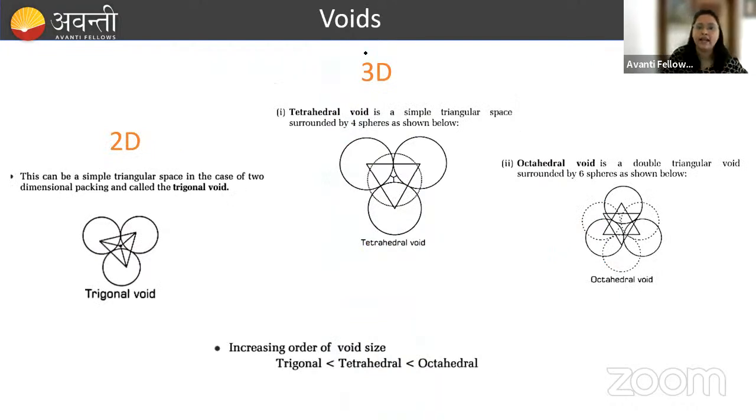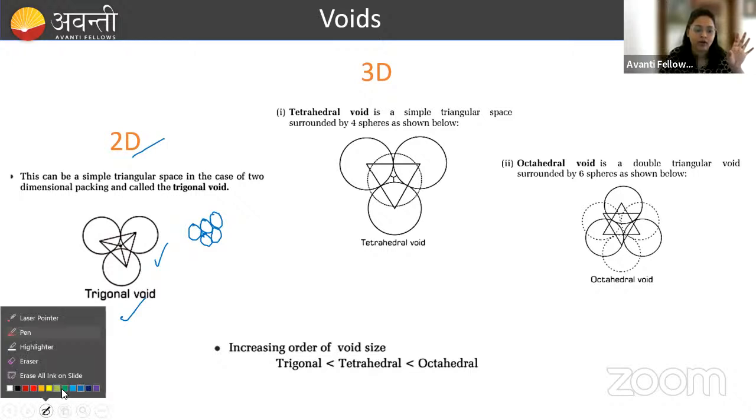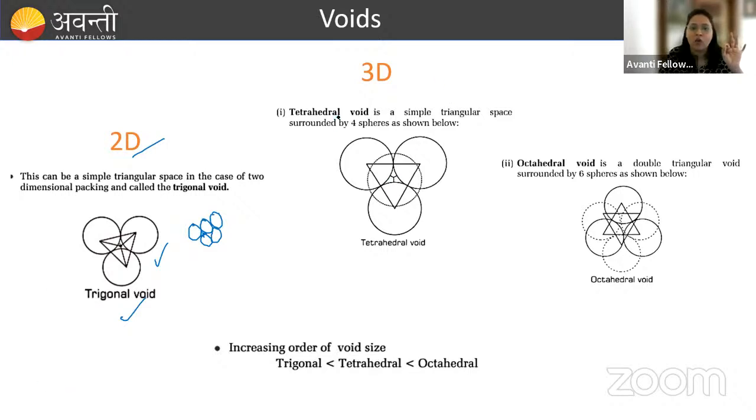Next, there are certain voids present. Even though the unit cell is composed of particles, there are certain voids present in the given unit cell. These voids can be of 2 types: one is the 2D type of voids, and another is the 3D type of voids. So what are 2D voids? When there is a simple triangular space in the case of 2-dimensional packing, like this. So there are 2 layers only, 1 and 2. When such an arrangement is there, you see a triangular void has been created, and this triangular void is a 2D type of void.